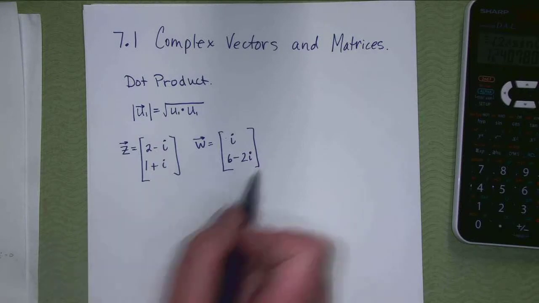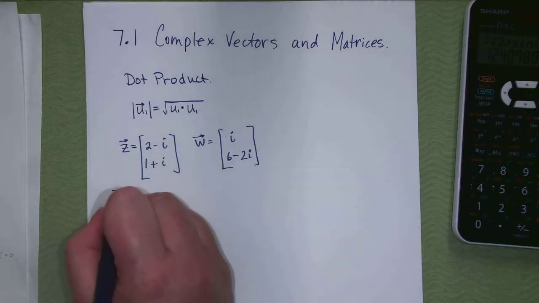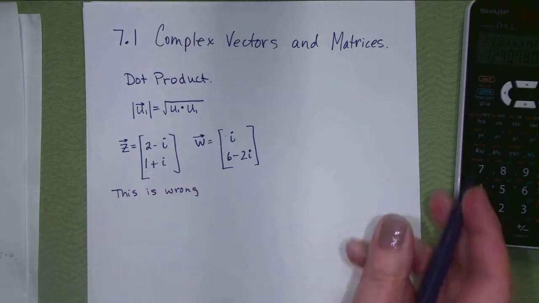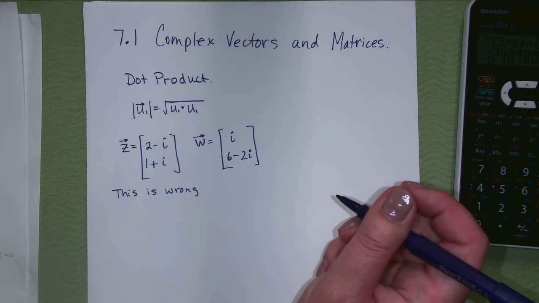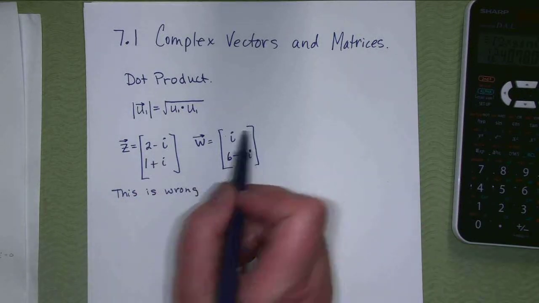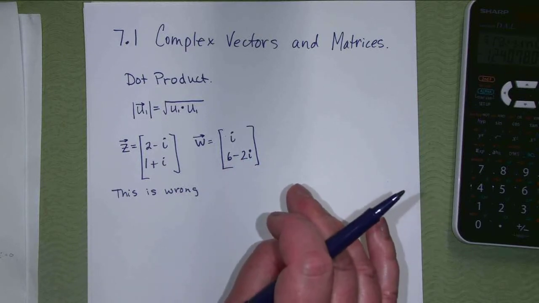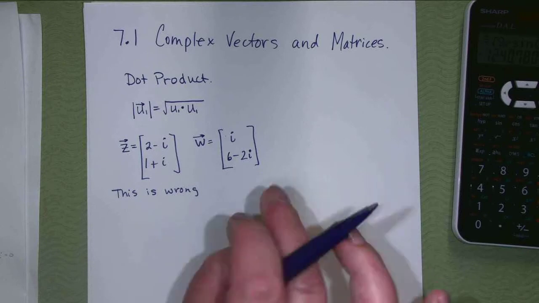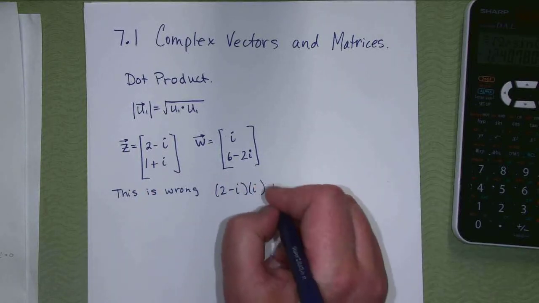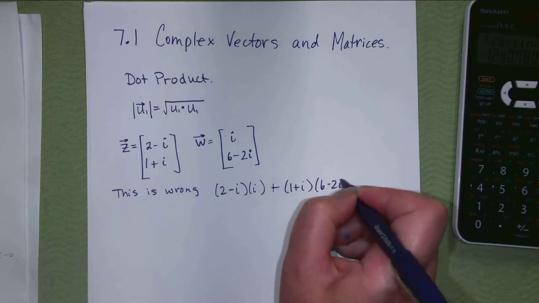Well, let's try. So what would we do for a dot product? I'm just going to write this as wrong first, because we're going to remember that it's not this way. But what we would normally do is multiply the first two and then add the second two. And remember, the dot product always gives you a number as an answer, not a vector. The cross product gives you a vector, but the dot product gives you a number. So we would do 2 minus i times i plus 1 plus i times 6 minus 2i.